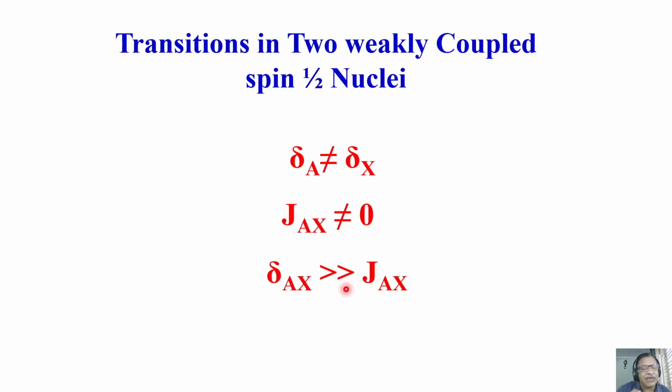Why am I doing that? After a few classes, you will understand what strong coupling and weak coupling are, and how to get the transitions in a strongly coupled and a weakly coupled spin system. All those things we will discuss at that time. At the moment, simply understand that this is my assumption. Now, when these two spins interact, the magnetic energy gets modified.